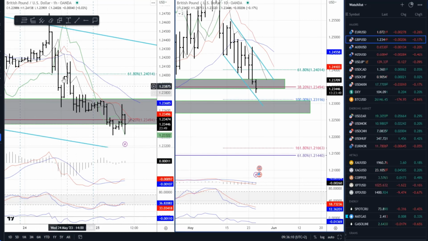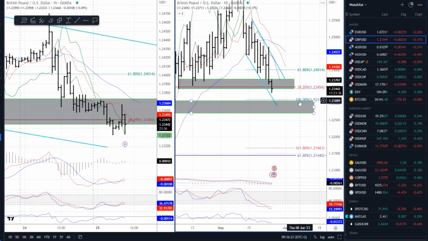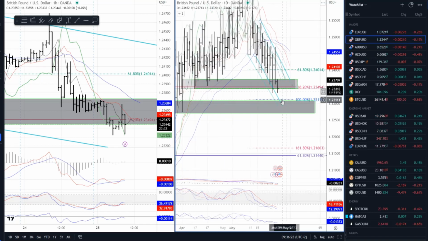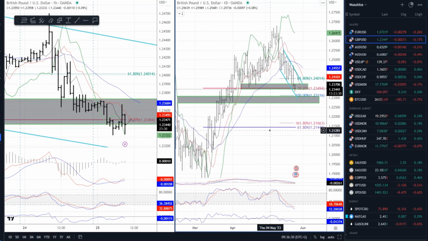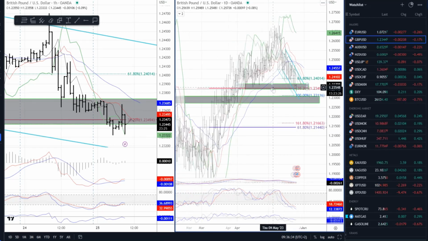But we can see on the hourly time frame, even though the market is making lower highs and lower lows, oscillators, MACD and stochastic, are making higher highs and higher lows, which is a sign that we have a momentum divergence. So we also have a key Fibonacci expansion 100% at 1.2310. So for now, from my perspective, we still have an upside cycle.